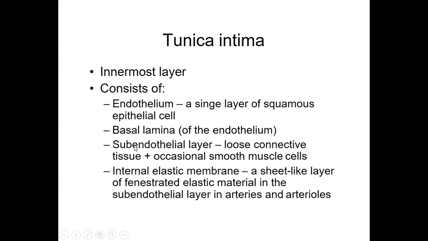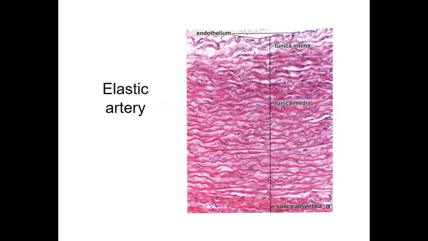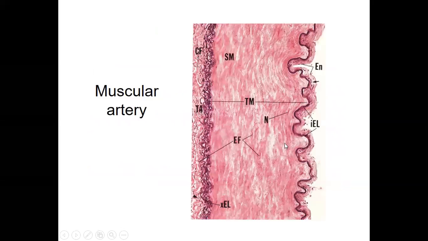And then we have the subendothelial layer. Below the basal lamina, we have the subendothelial layer, composed of loose connective tissue, and sometimes you can find an occasional smooth muscle cell. And then beneath the subendothelial layer, we have the internal elastic membrane. Let me show you the internal elastic membrane. You can see here, this is the tunica intima, right?